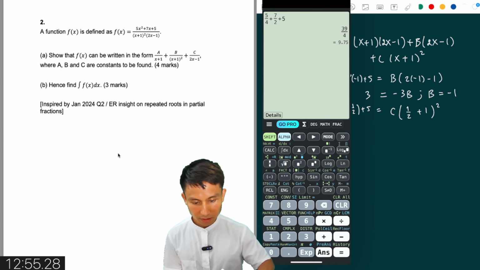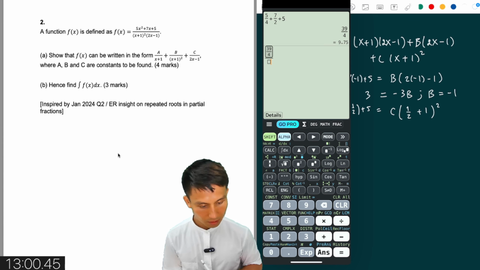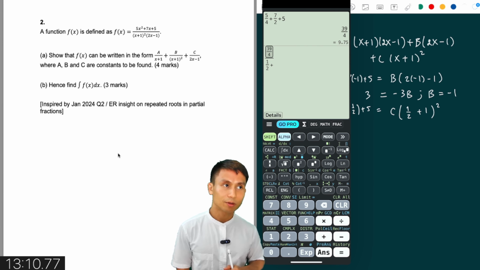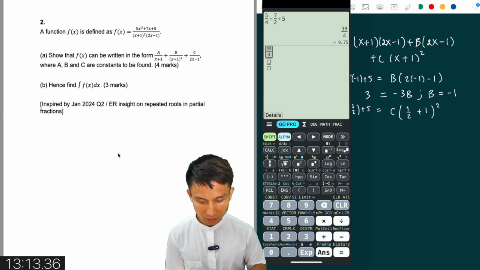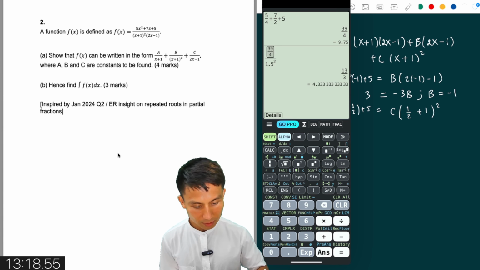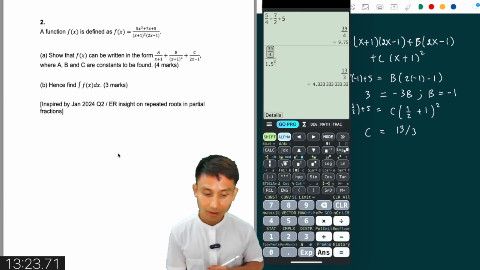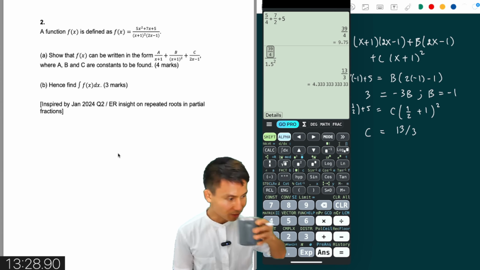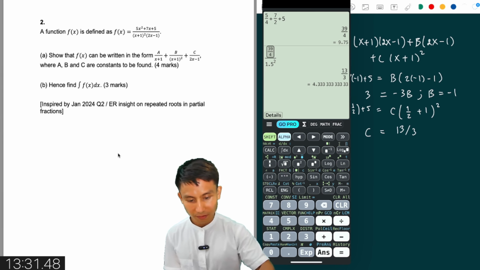And then we're going to divide all that by 1 over 2 plus 1 squared, so that's 1.5 squared, right? So I'm just going to do 1.5 squared here. Yeah, so that's c equals 13 over 3. Let me check with a sip of coffee. Okay, that should be fine.